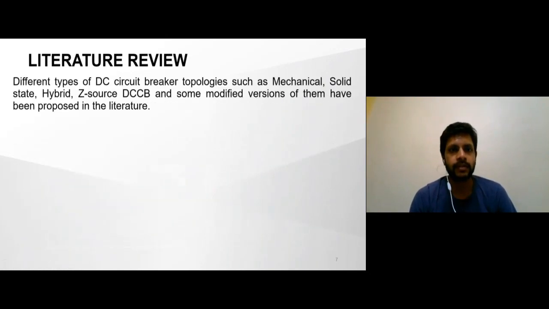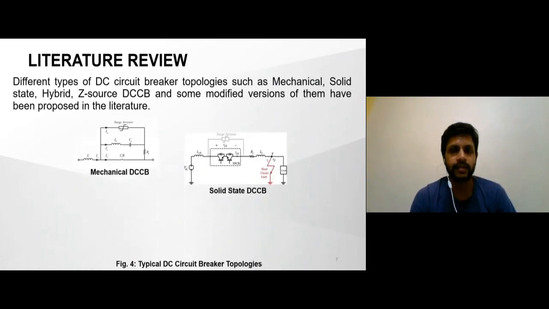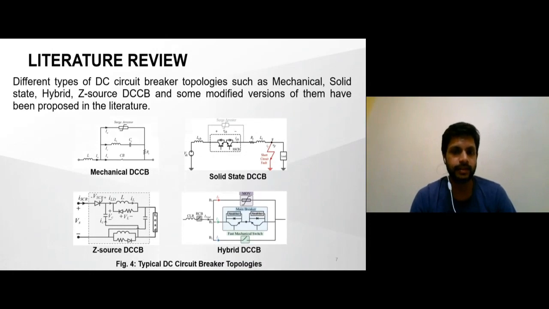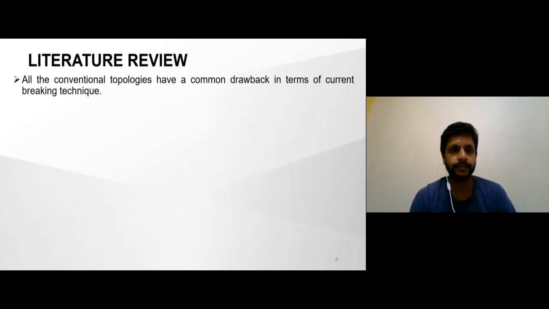As per the literature review, we have found that DC circuit breakers are classified into these four categories: mechanical, solid state, hybrid, and jet source circuit breaker, and there are some other modified versions of each of them available in the literature as well. So this is the mechanical circuit breaker, the solid state circuit breaker, the jet source circuit breaker, and the hybrid circuit breaker. The operation principles of these circuit breakers are out of the scope of this presentation, so I'm not going into details. So what are the drawbacks of these traditional circuit breakers?